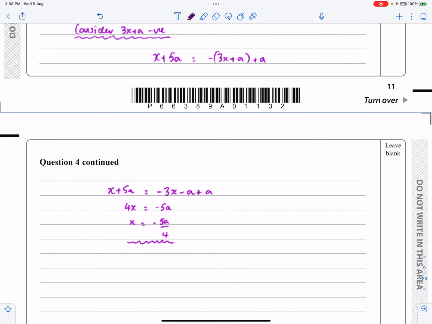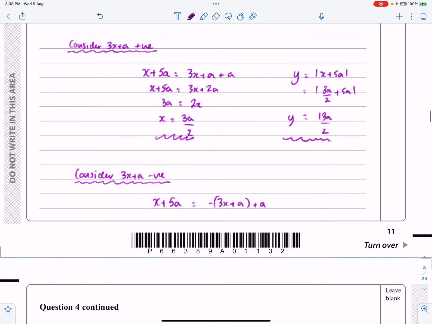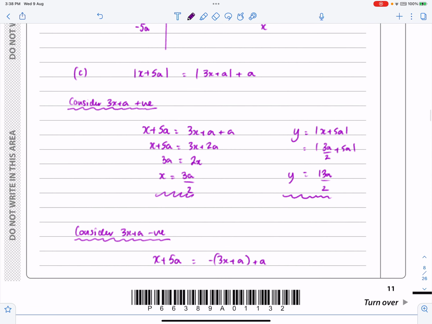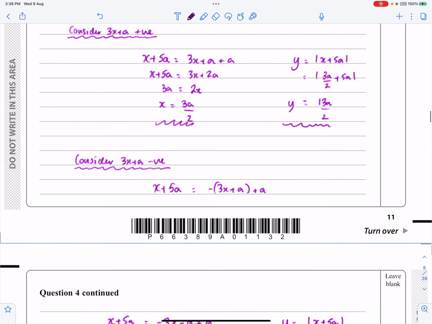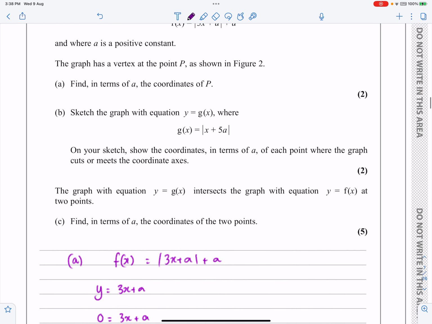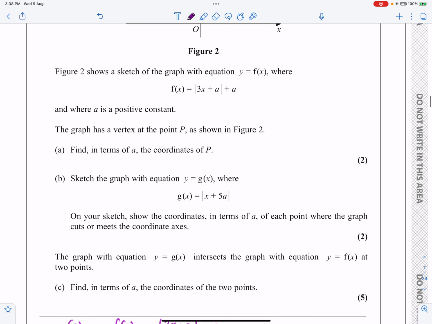And again, putting that back into the y to work out what the y value is. Again, it seems easiest to stick with the simpler of the two. So I'm going to get y equals minus 5a over 4 plus 5a, which works out to be equal to 15a over 4. So we get two different points, either the point 3a over 2, 13a over 2, or the point minus 5a over 4, 15a over 4. But that's everything we wanted. It said find, in terms of a, the coordinates of the 2 points. Okay, so that's that one finished. Hopefully that all makes sense.